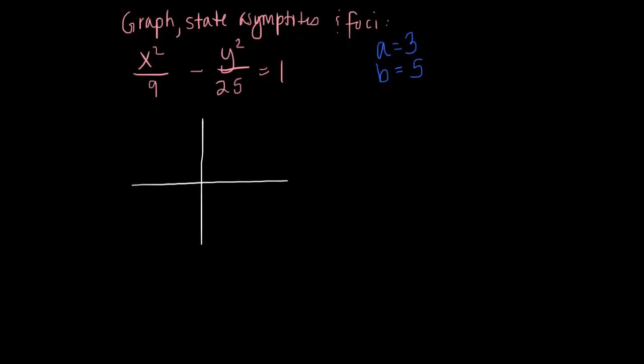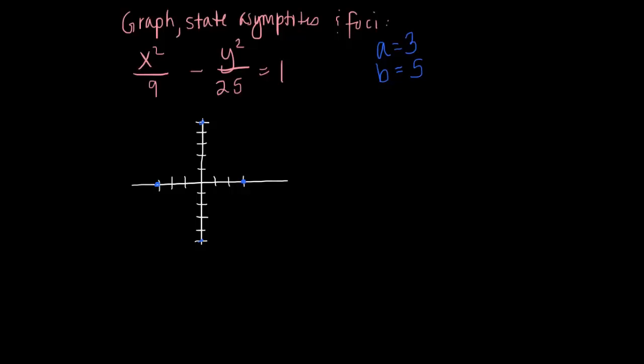We're going to start off kind of like you would for the ellipse. That 3 is representing a horizontal distance from the center, which is at 0, 0. So I'm going to go 3 in either direction from the center, our horizontal distance or our a value, and plot points. Our b value is telling us a vertical distance from the center. So I'm going to go 5 up and 5 down and plot points.